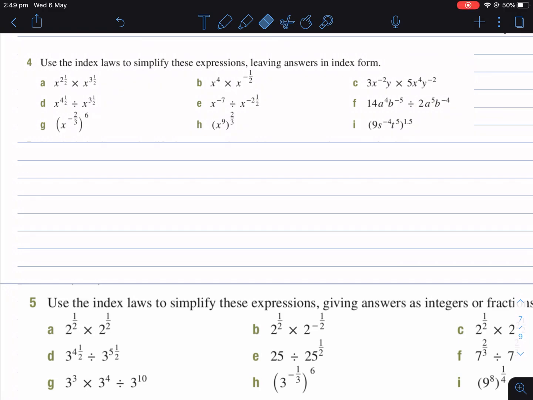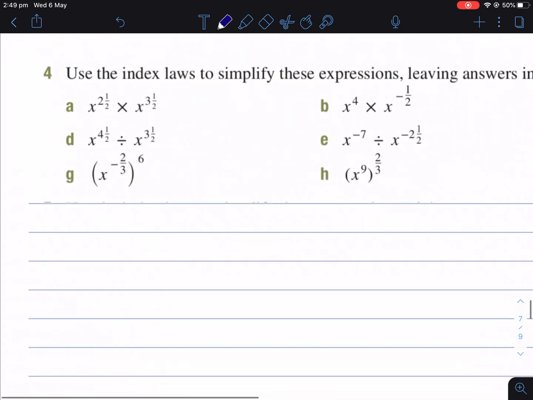All right, we're just going to use our normal index laws. Oh, my pen's not working, excuse me. We're going to just use normal index laws for these. There's no trick. Even though we've got fractions and stuff like that, it doesn't matter. So for A, we're going to have x to the 2.5 plus 3.5, which is x to the 6.